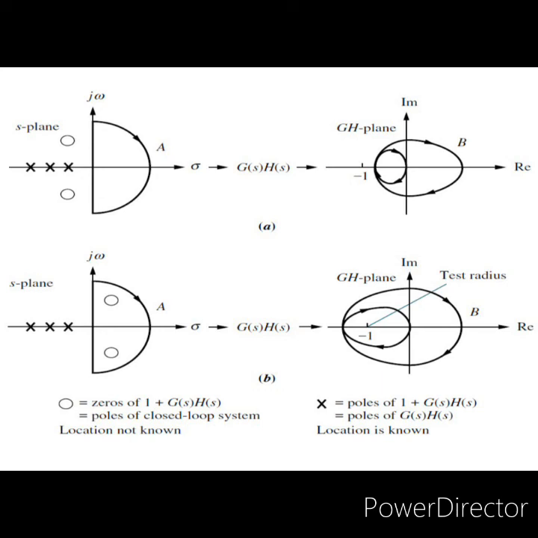We have 2 encirclements. Now if we have the information about the unstable poles of the open loop function GH, and that is P, then by subtracting N from P, that is P minus N, we get the number of unstable closed loop poles, that is the value of Z. On the basis of that, we say that the given system is stable or unstable. If Z is not equal to 0, then the system is unstable. If Z is equal to 0, then the given system is stable. So that's the whole idea.